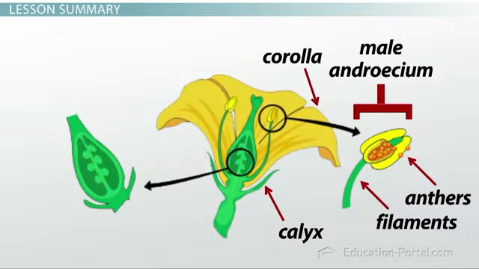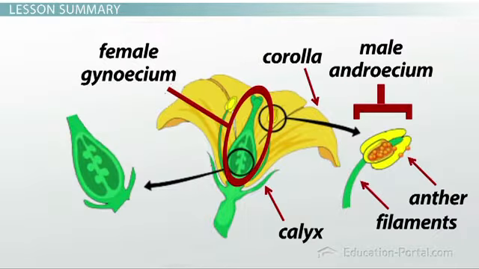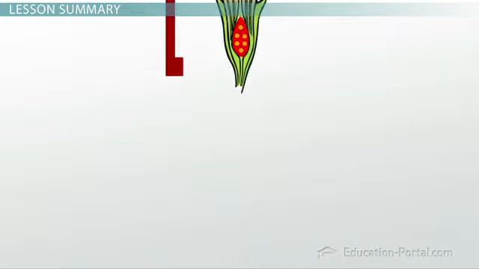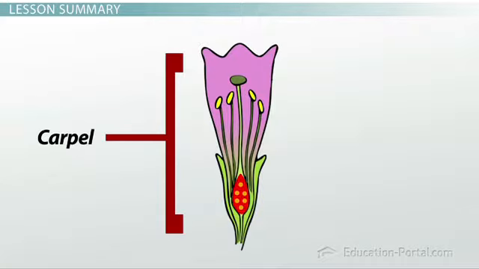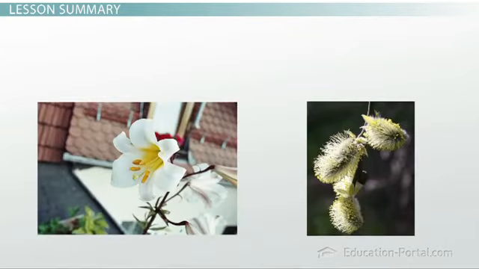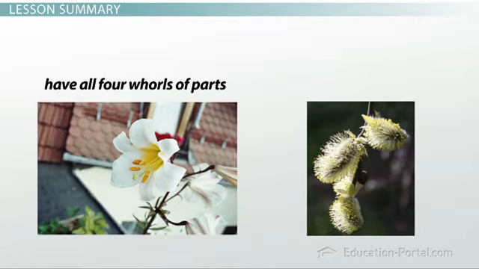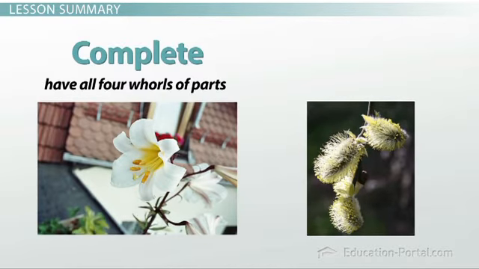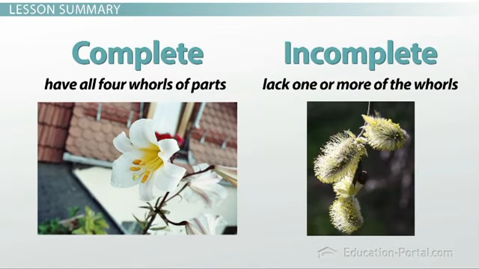The last whorl we looked at was the gynoecium, which contains the female parts. Flowers may have one or two carpels which contain the stigma, the top sticky part that catches pollen, the style, the narrow tube supporting the stigma, the ovary, the swollen part at the bottom that produces ovules, which develop into seeds. Remember that when a flower contains all 4 whorls, it is considered to be complete. However, if one or more whorls are missing, the flower is incomplete.